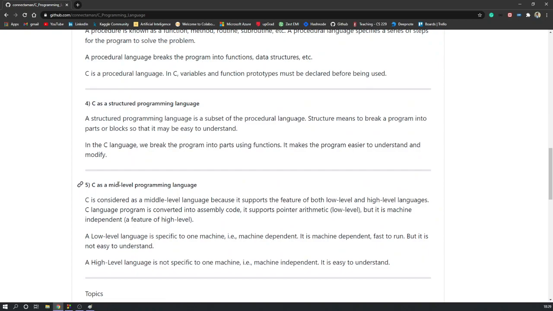So this was the introduction to the C language, what you will be learning. In the next video we'll get started with C programming.